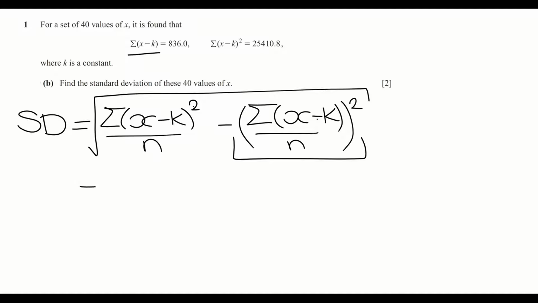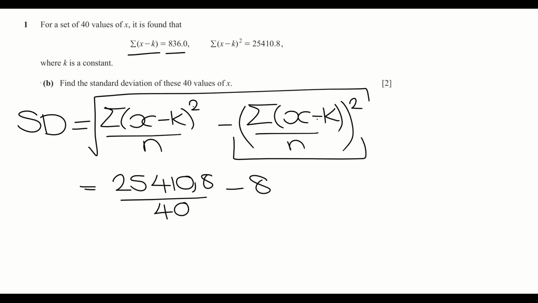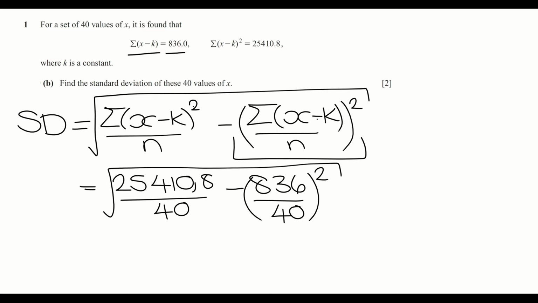So let's fill in our values. The squared bracket is 25,410.8 over n, which is 40, minus the value of the unsquared bracket, 836 over 40. Let's put this into a bracket squared, all under a square root. Now I can put this into my calculator.